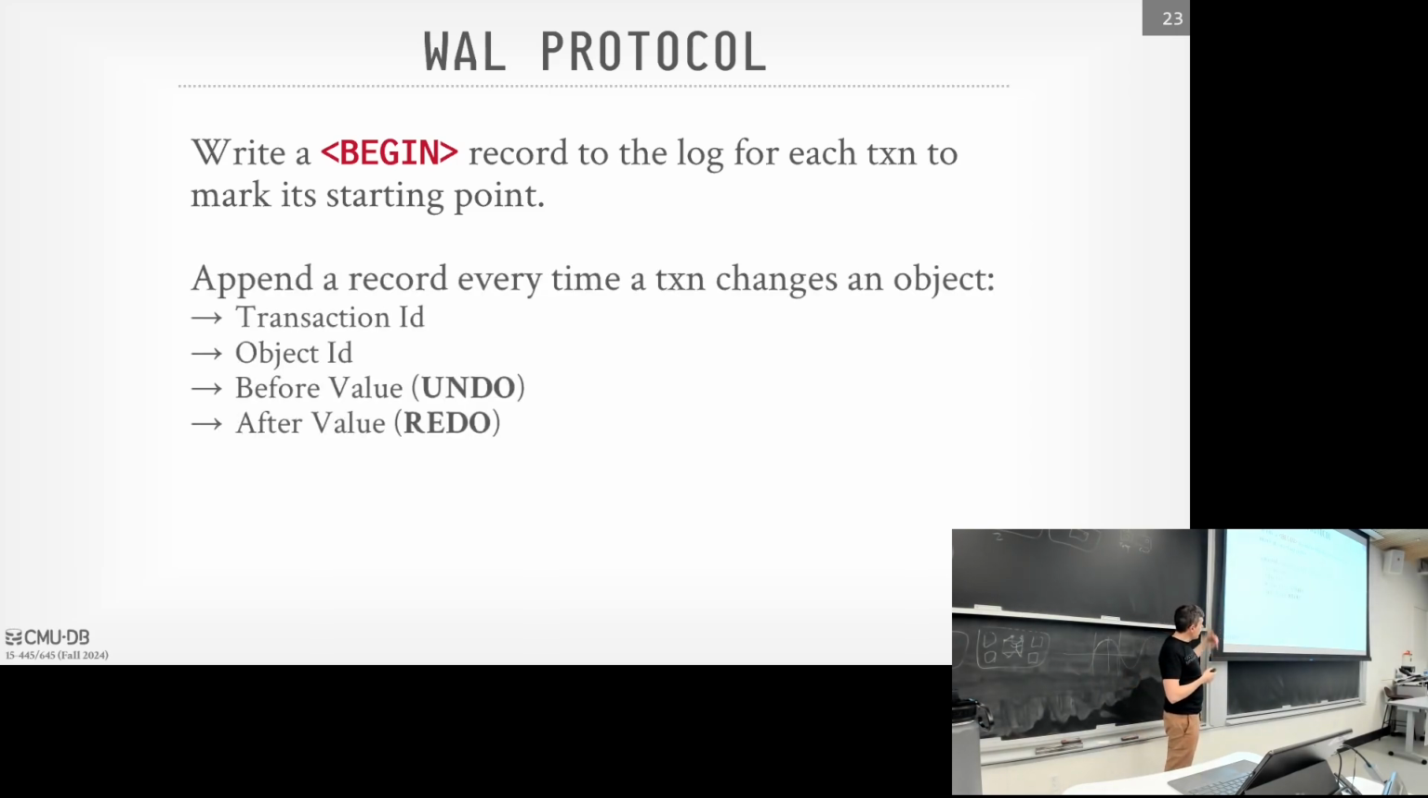And then we're going to have a log record for every single change we make to an object. For this, we're going to store four things: the transaction ID of the transaction that made the change, the object ID of what was modified by the transaction, the before value that we would need to do undo, and the after value that we need to do redo.